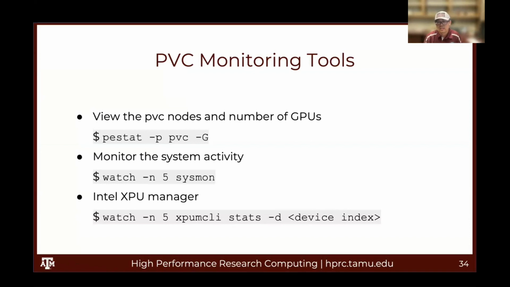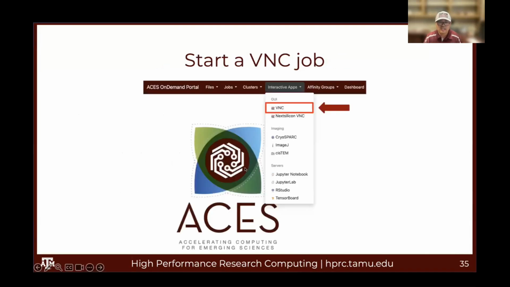Because sysmon, if you just use it now, you are on the login node, so it's not on the PVC node. So the sysmon error is expected. Only if you get on a PVC node can you use sysmon. Here is how we can directly land on a PVC node.